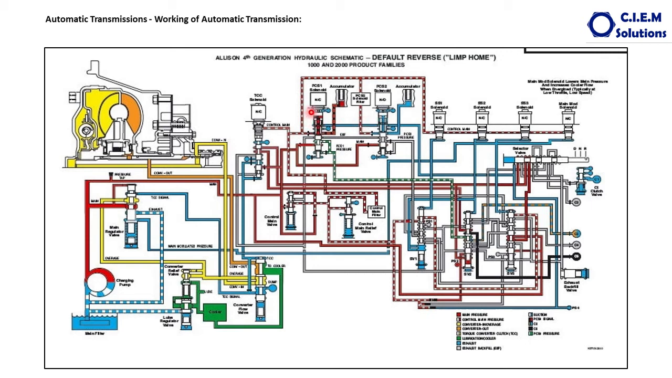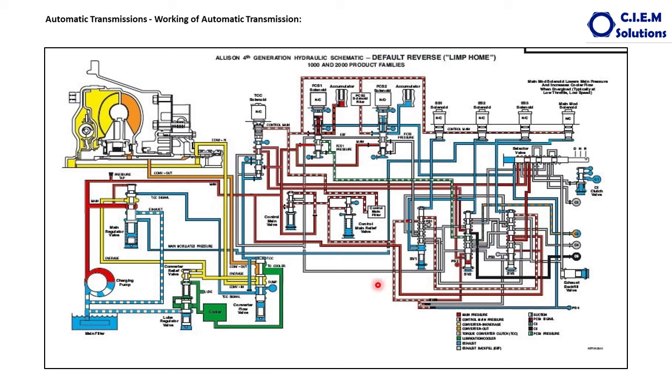From here, the oil will go to the respective clutches, to the respective pistons. From there, the clutch is engaged. So this is the whole diagram. There will be other valves as well. Okay, this is the modulator valve, etc., etc. So many solenoids are there.